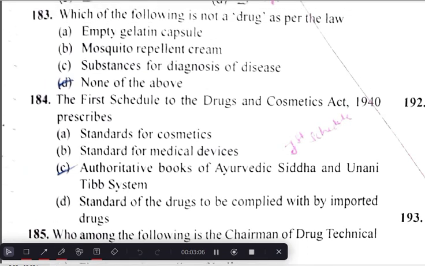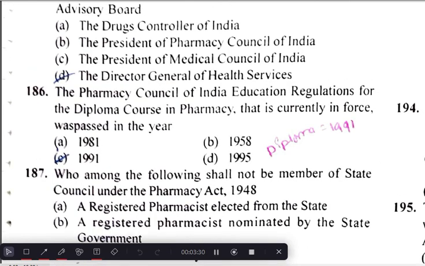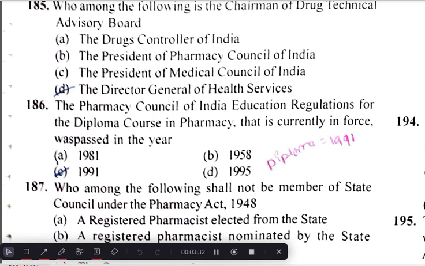So it means these all are the drugs, that is empty gelatin capsule, mosquito repellent cream and substances for diagnosis of disease. The first schedule to the Drugs and Cosmetic Act 1940 prescribes authoritative books of Ayurveda, Siddha and Unani system. Who among the following is the chairman of Drug Technical Advisory Board? So that is the Director General of Health Services.